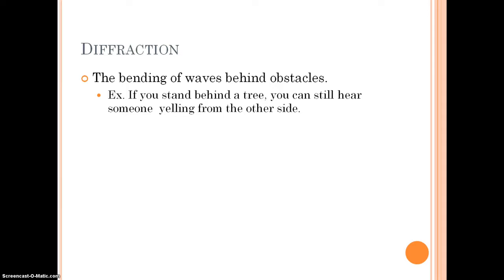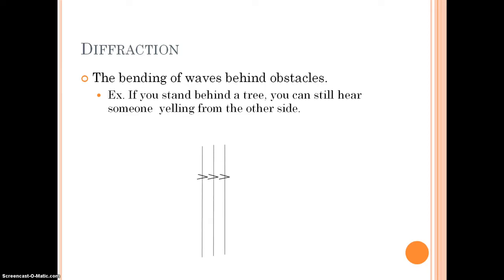An easy example to understand this is if you stand behind a tree and someone yells at you, you can still hear them, right? Just because you're behind the tree and not in line of sight of them doesn't mean you can't hear them. That's because the sound, as it goes out from the person's mouth, doesn't travel in a perfectly straight line, it's going to bend. So when it goes past the tree, part of that sound wave is going to bend around it and go to your ears. So the same thing happens with light.